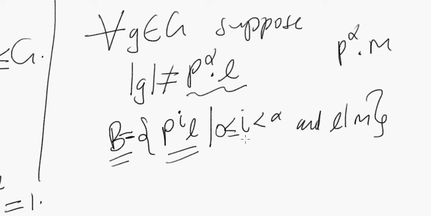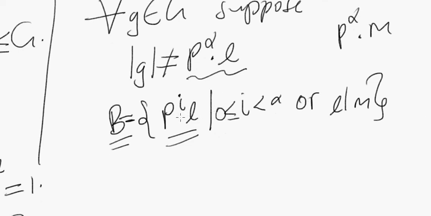Hey, actually, is that true? Well, perhaps not. It's actually a little more complicated, isn't it? This is going to be an exclusive or. That is, if p^i times L is the order of some element of the group, then either i is less than alpha, or, and this is an exclusive or, it's not like both of them can be true, only one is true, either i is less than alpha, or L is less than M. We know that L is a divisor of M already.